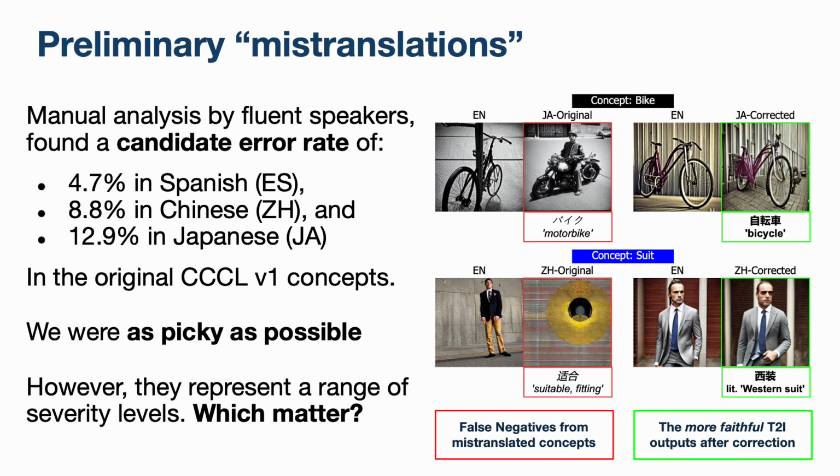And indeed we see that the English images are of bicycles, but the first generated one is of a motorcycle, while after we apply this translation, the 2 languages are now in agreement. Similarly, in Chinese, suit was originally translated into an adjectival form that was more meaning suitable or fitting. But when we apply the correction to mean the tangible sense that it means in English, we find that there is a correct generated image now. So in both of these examples, these mistranslations within the benchmark were causing false negatives that we could fix by applying this more faithful translation.